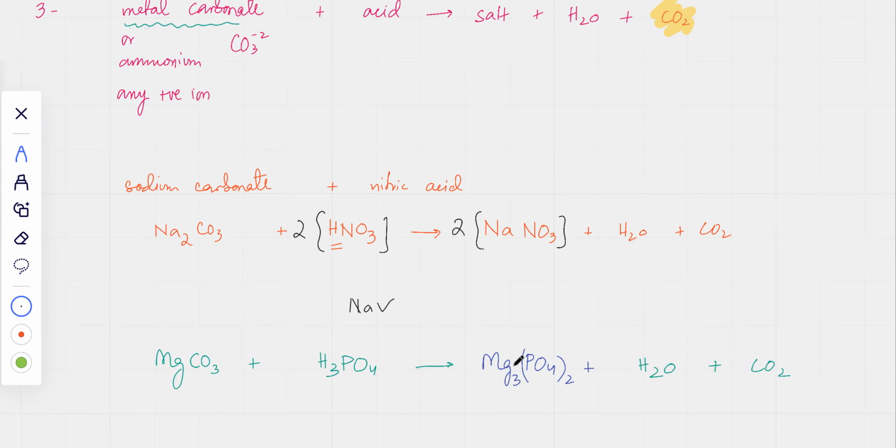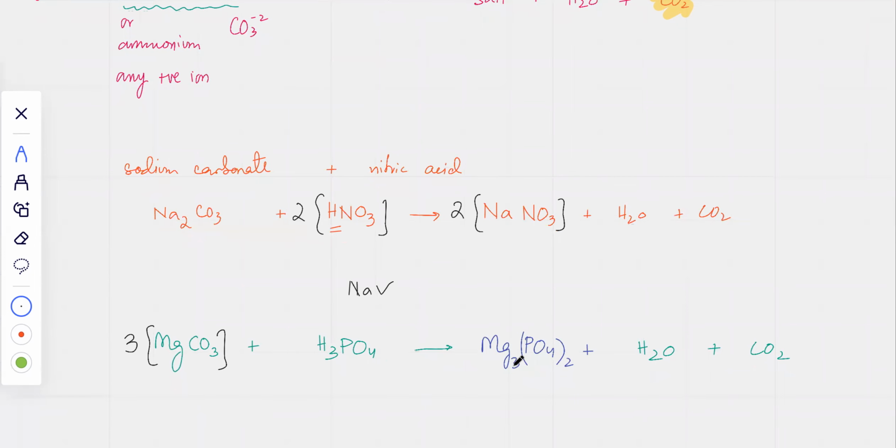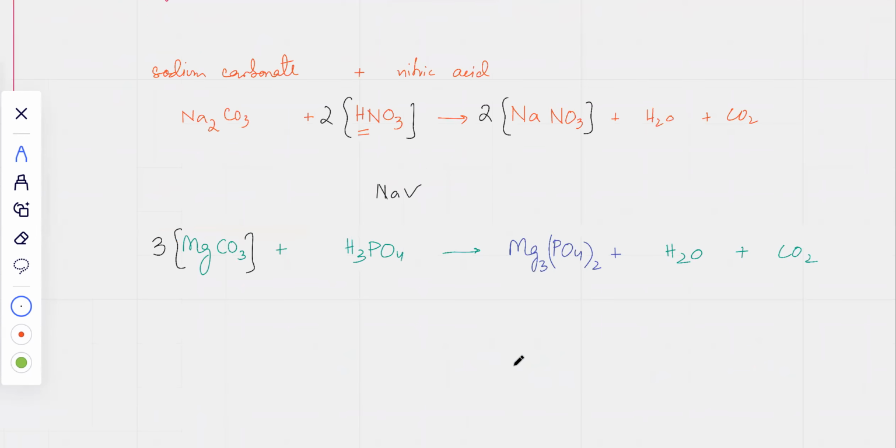Magnesium. So the 3 over here. So over here you're going to have 3 magnesium carbonates, right? What's the next thing? So magnesium is balanced. What's the next thing that you would balance?